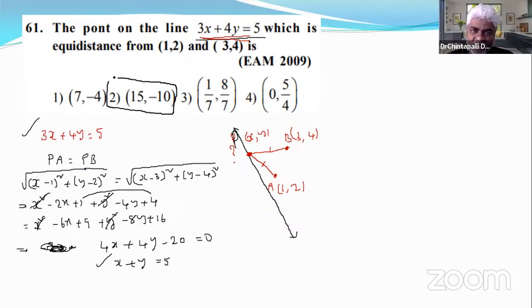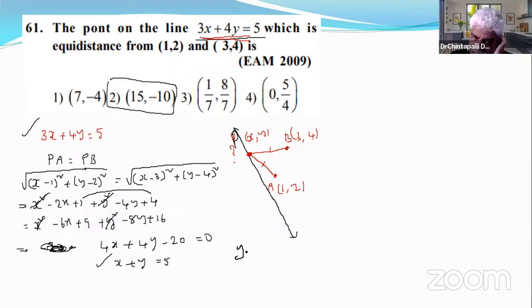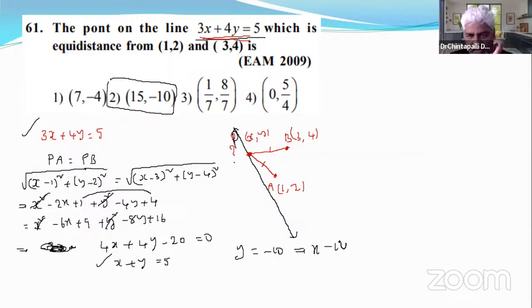Even if we want to find the value of x, we can use this: x plus y equals 5, y is equal to negative 10, so x minus 10 equals 5. That means x is equal to 5 plus 10, which is 15, right?